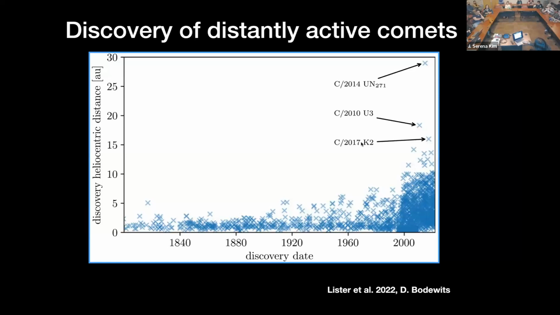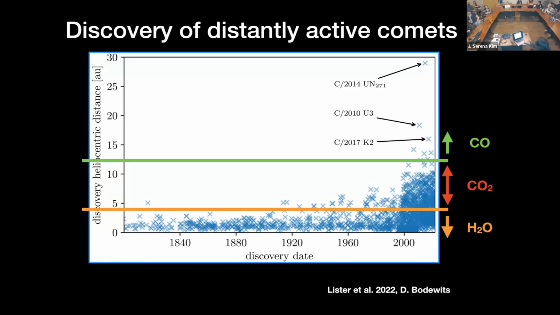So we had the discovery of C/2017 K2, which was discovered at 15 AU, and pre-recovery observations show it as being active beyond 15 AU, I think to 18 AU. And then we had this comet C/2010 U3 Bonnitti, which was discovered at 17 AU. But very recently, we had the discovery of this comet called C/2014 UN271, which was found in images as far back as when it was 30 AU from the Sun in 2010.